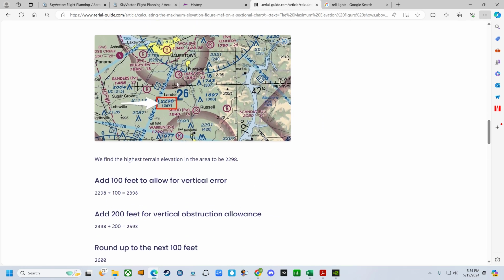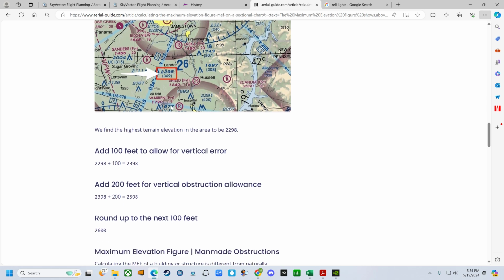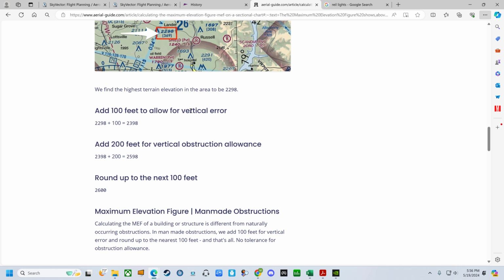So what they do is they take the highest obstruction, and we're going to use this highest obstruction, which is 2,298 MSL. They add 100 feet for vertical error, and then they also add 200 feet for your vertical obstruction allowance, meaning you're going to clear that obstruction at least by 200 feet, and then they take that number and round it up to the next 100 feet.